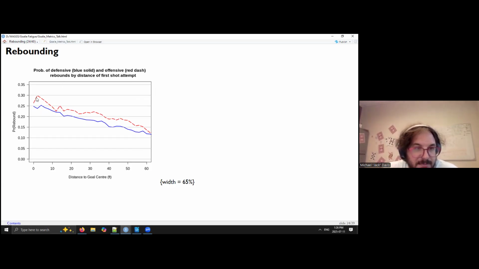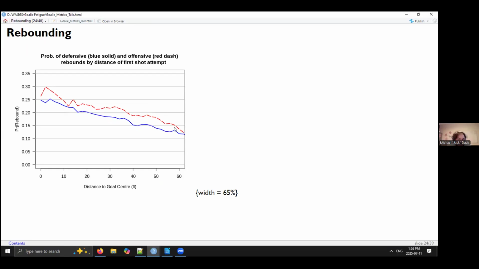Okay, so what's happening here is the probability of rebounds: the further away a shot is, the less likely it is to become a rebound. In other words, the goalie has a better chance of controlling the puck the further it goes. And offensive rebounds and defensive rebounds end up in about the same proportion all the way through.